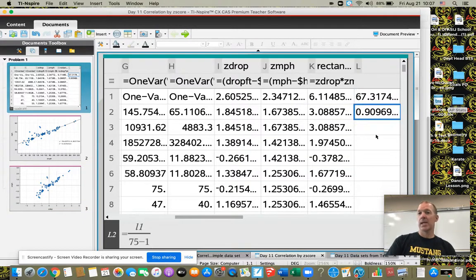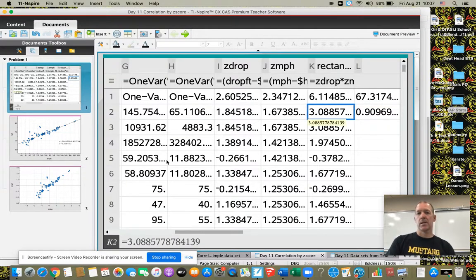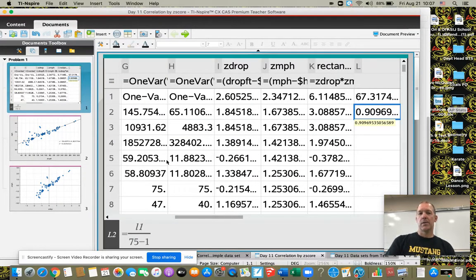In this case, we had a 0.9, so it's still pretty strong, right? And I can do a correlation to match that up. This is the same R that the calculator calculates, and this is how the calculator does it.